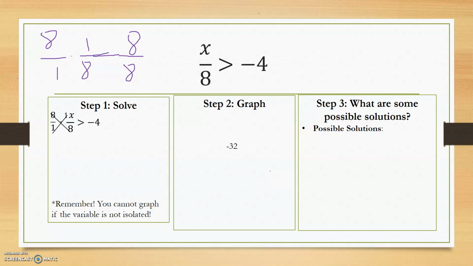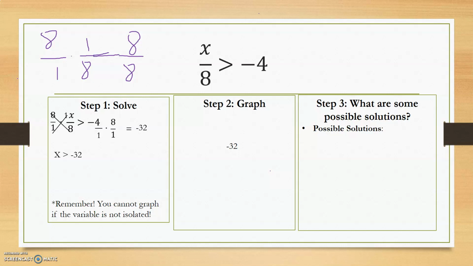but I have to do the same thing on the right. So I'm going to go ahead and multiply by 8 over 1. And remember, whole numbers can be written over 1 as well. And I get negative 32, right? A negative 4 times a positive 8 gives me a negative 32. So my final inequality would be x is greater than negative 32.